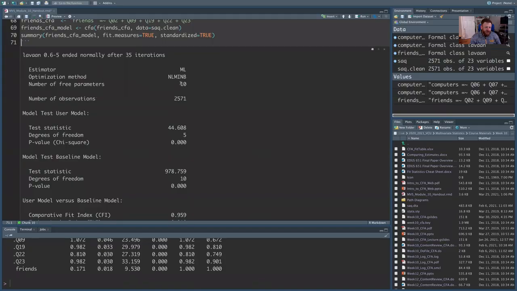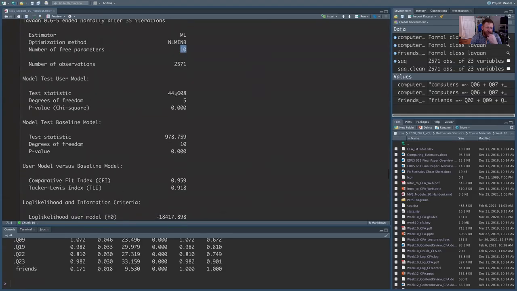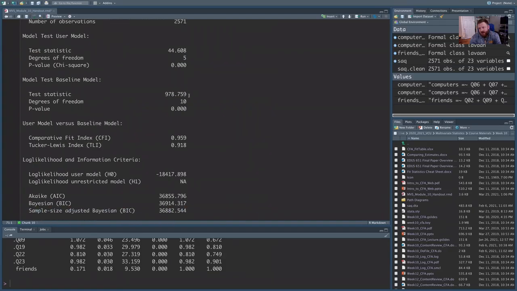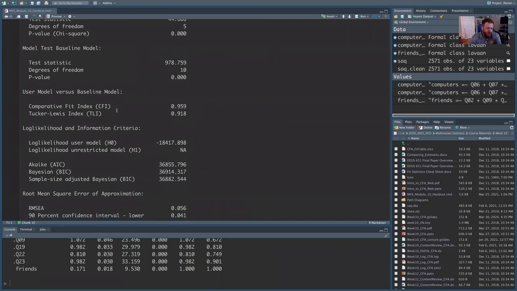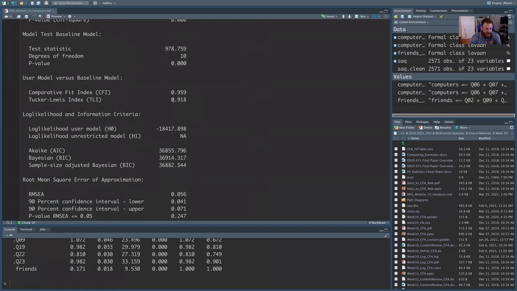So here again, I've got 10 free parameters. That is the difference between the number of data points and the number of parameters being estimated. I have, let's see, a chi-square value of 44.608, 5 degrees of freedom. So that is statistically significant. We want it to be non-significant ideally. But again, this is a large sample. CFI is 0.96, which is good. TLI is a bit low at 0.92, although it's not terrible.